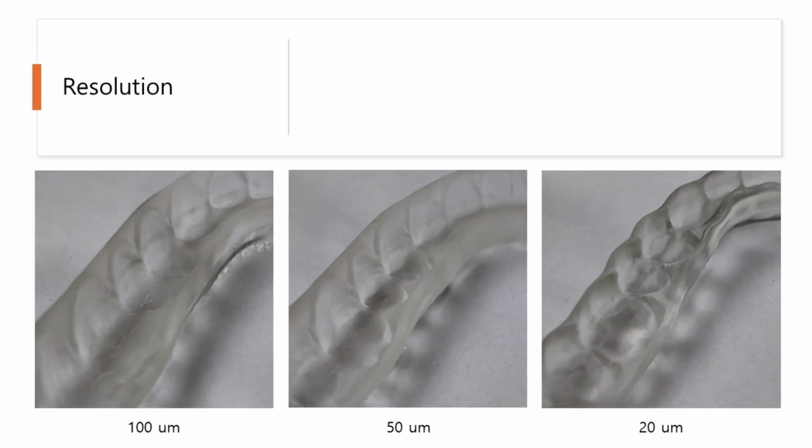The finest layer setting of 20 micrometer results in a surface that captures and reflects light more effectively, enhancing the overall gloss and aesthetic appeal. This observation underscores the importance of layer thickness in achieving desired surface quality in 3D printing applications.